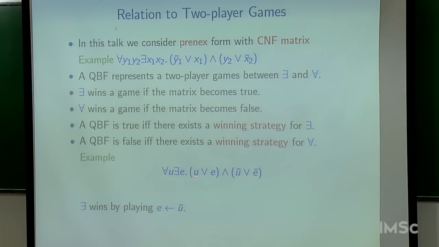So if u is set to 1, this clause becomes satisfied, but this one is not satisfied yet. The existential player can satisfy this clause by playing 0, and likewise, if this was set to 0, this would be satisfied and the existential player can satisfy this one by setting it to 1.